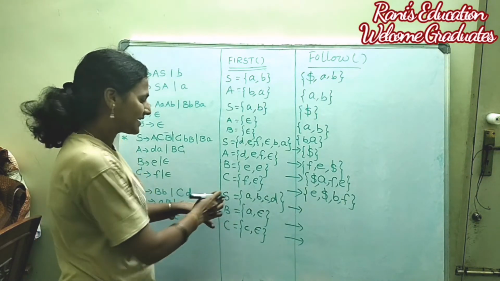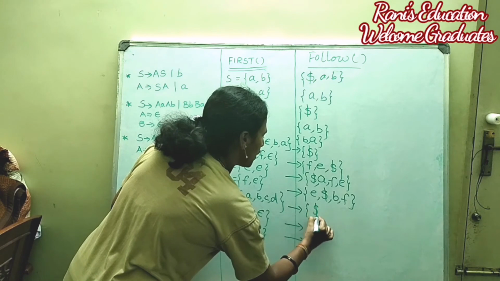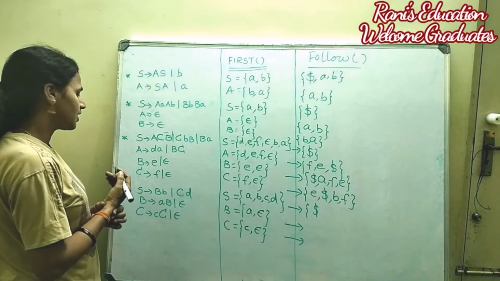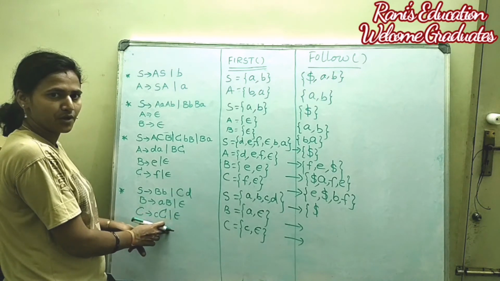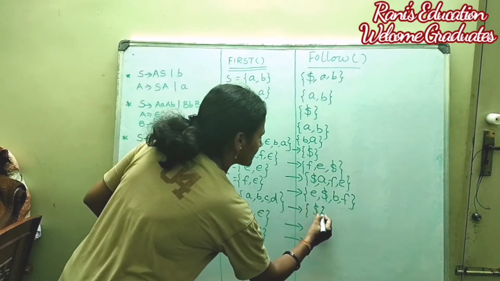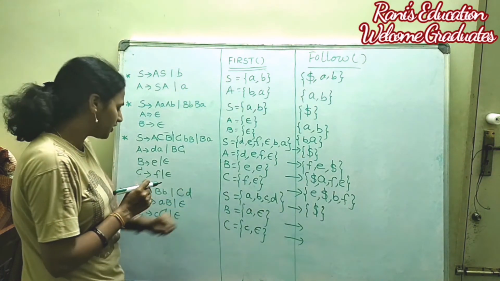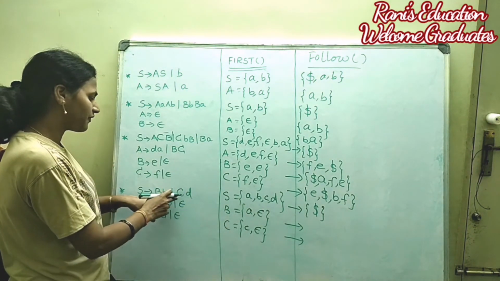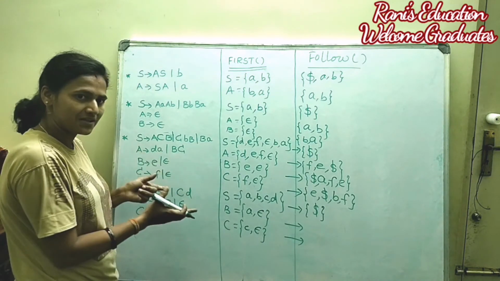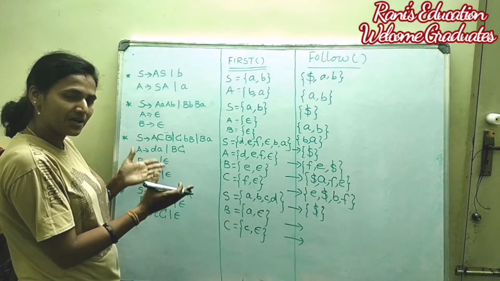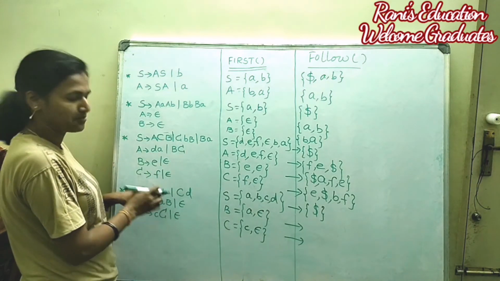Follow of S. Here S is the start symbol of the grammar, so you consider dollar as one of the terminals. Now you have to check whether S is present anywhere in the RHS of the productions. No, so dollar is the only terminal for follow of S. Now go for follow of B. Is B present in the RHS of the productions? Yes. So what is the immediate grammar symbol? If there is an immediate grammar symbol, we compute the first of that immediate grammar symbol.